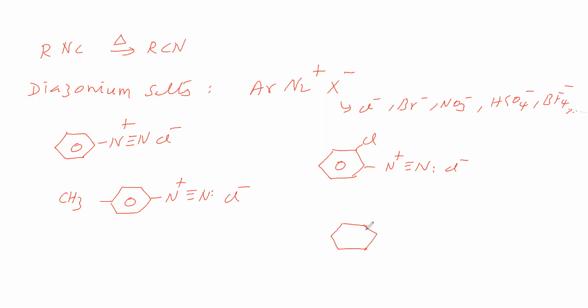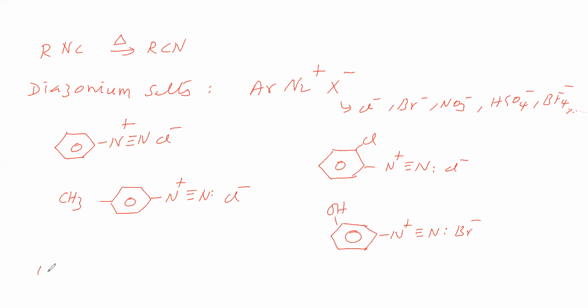Meta substituted: at the meta position, we will take hydroxy, and N plus triple bond N with a lone pair, and Br minus. Like this we will take. This is called meta hydroxy benzene diazonium bromide.